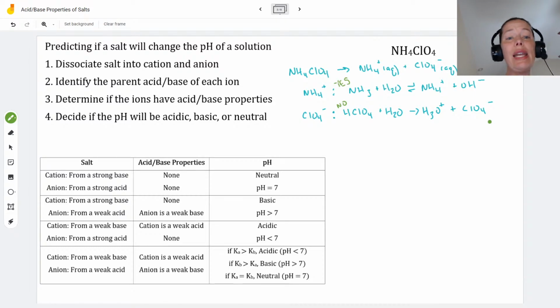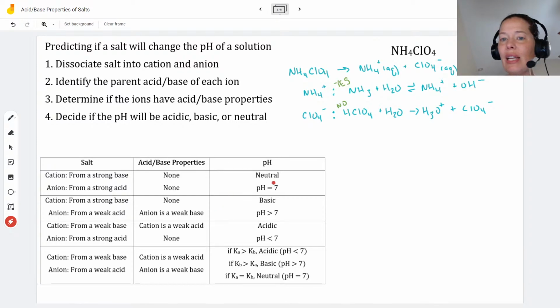Okay, so now that we've determined the acid and the base, that's the parent, and we've determined if it has acidic or basic properties, we need to determine if we're going to form an acidic solution, a basic solution, or a neutral solution. So let's go to our table here. Since we did this at the end last time, we'll do this at the first for this problem.